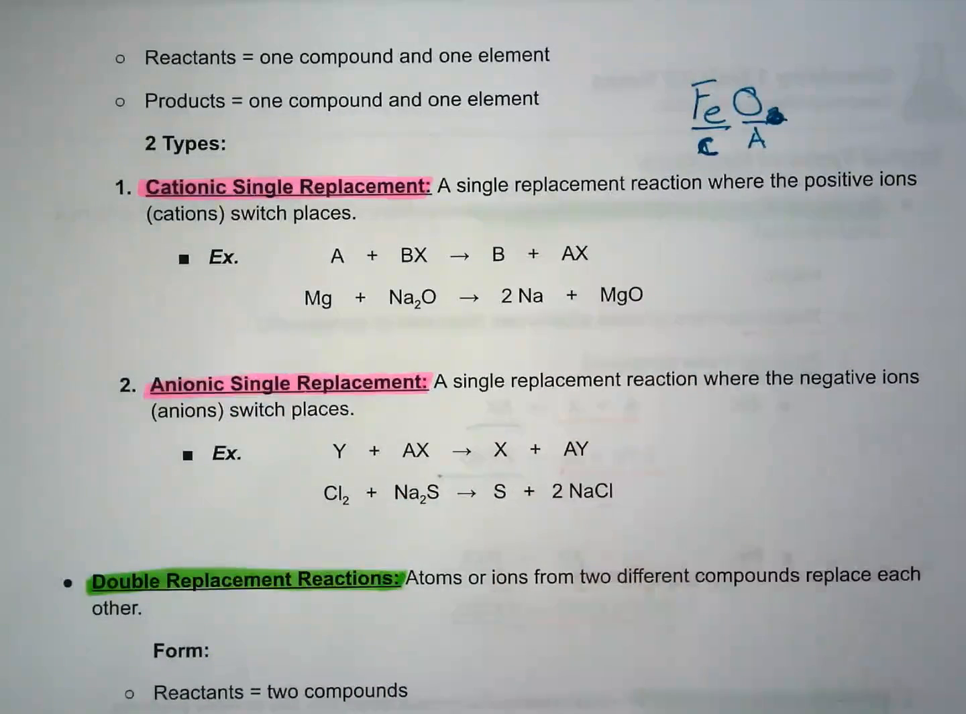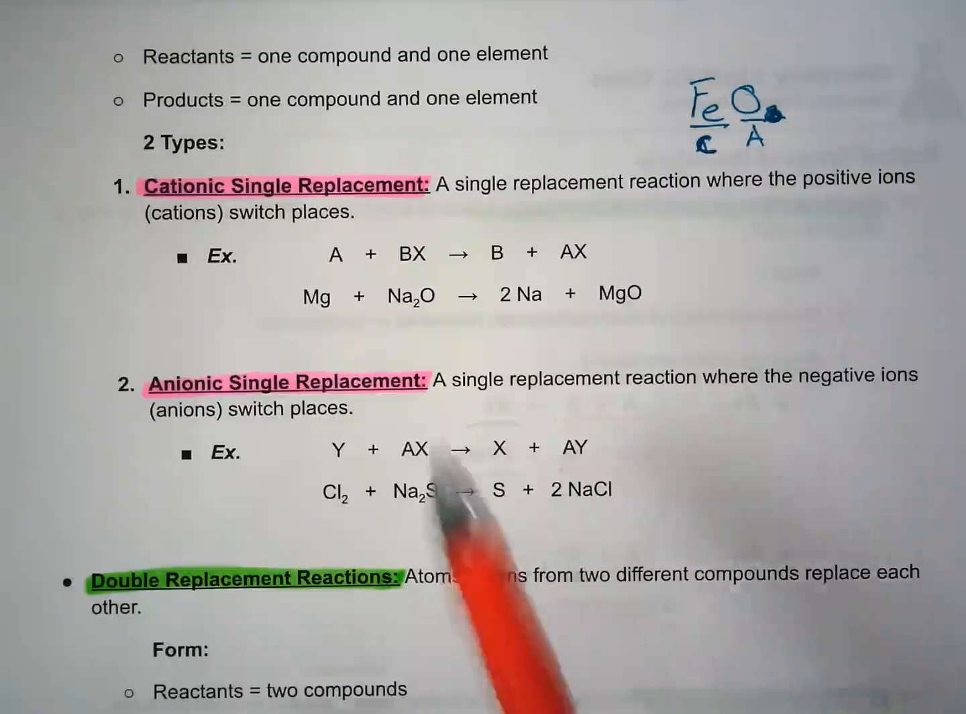So when we're looking at single replacements, always think which one's being replaced. If the cation was replaced in the compound, then it's a cationic single replacement reaction. If the anion is the one that's being replaced on the product side, then it's an anionic single replacement. Make sure you understand the distinction and what to look for. And here are just two examples of what that would look like.